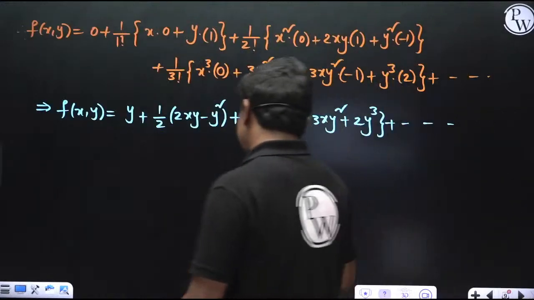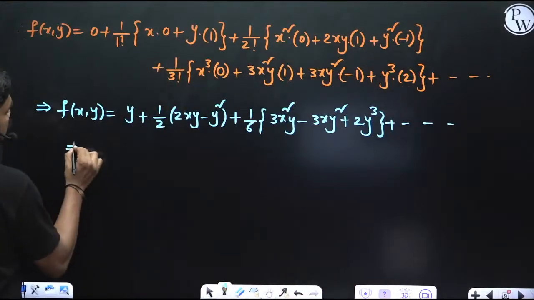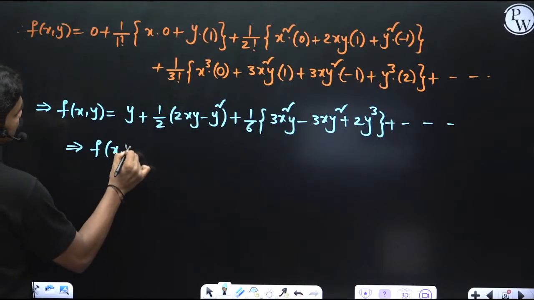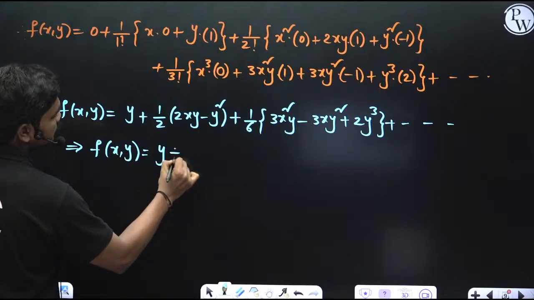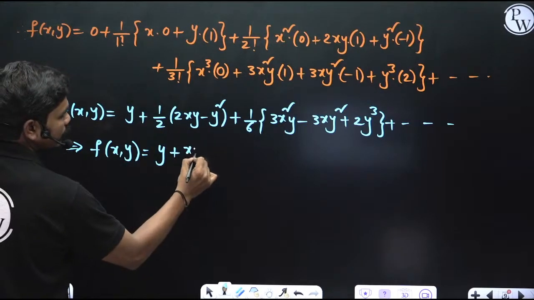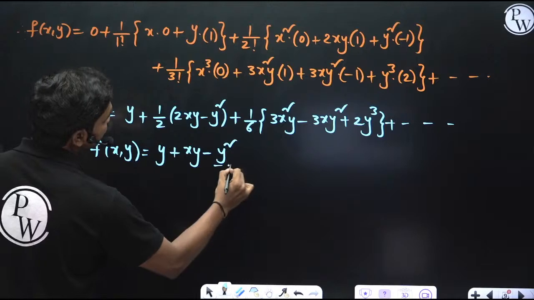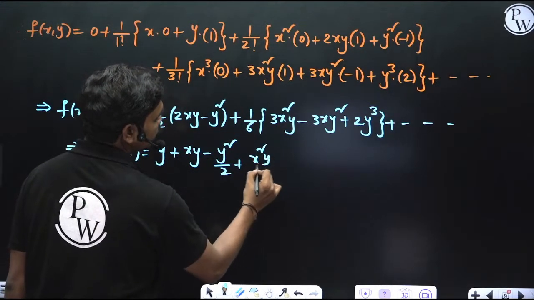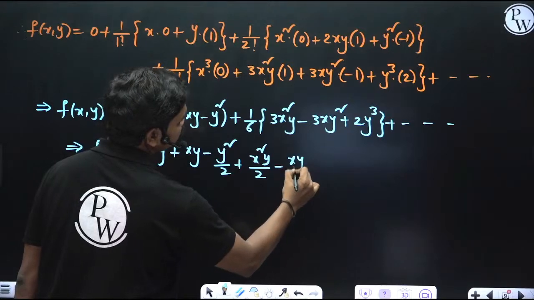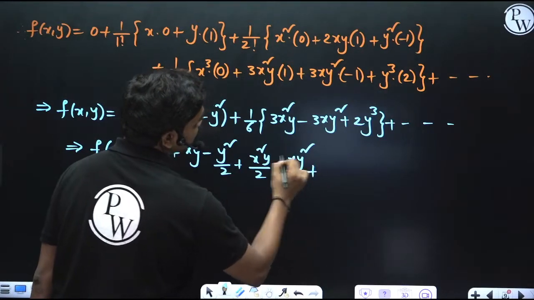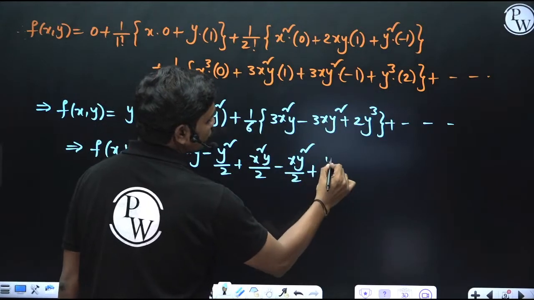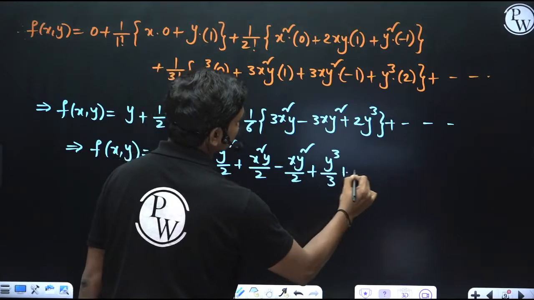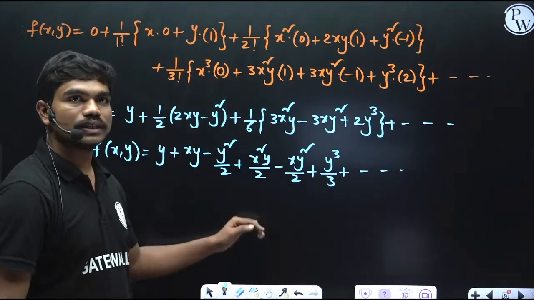So just for one last time, if you simplify this, f of x comma y is equal to y plus 2 gets cancelled, so you have xy minus y square by 2 plus 3 by 6, so 1 by 2, which is x square y by 2 minus xy square by 2, plus this 2 will cancel this 3 times, so y cube by 3, plus and so on. So this is what you got. Okay, so this is the final series.